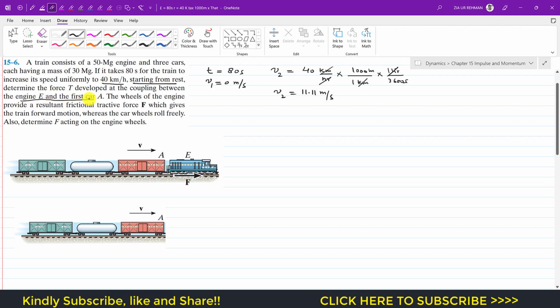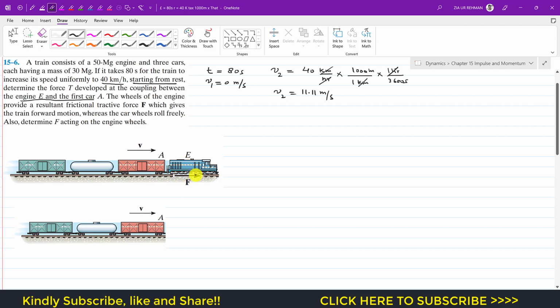And it is said that determine the force T developed at the coupling between the engine E and the first car A. So this is engine E and this is the first car A. So we have to find the tension here in the coupling. And then it is said that the wheels of the engine provide a resultant frictional tractive force F, which gives the train forward motion, whereas the car wheels roll freely. Also determine this force F acting on the engine wheels. So we have to find this F.